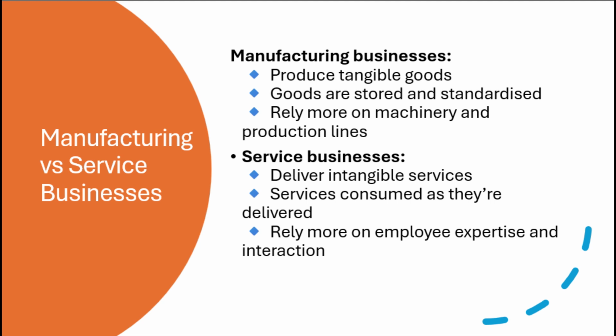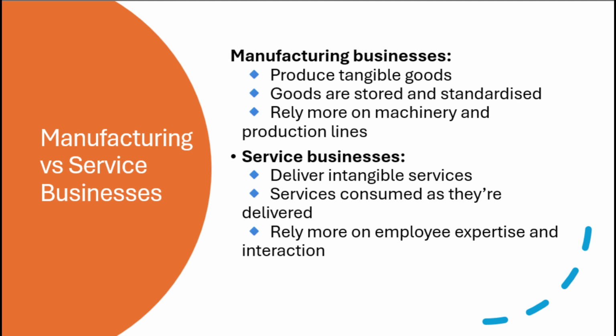Here's a quick comparison to help clarify. Manufacturing businesses rely more heavily on machinery and production lines. Service businesses rely more on human interaction and skill. Manufactured goods can be standardized, while services are often customized. Both types of businesses still need operations systems, but how those systems are designed and managed depends on the nature of the output.